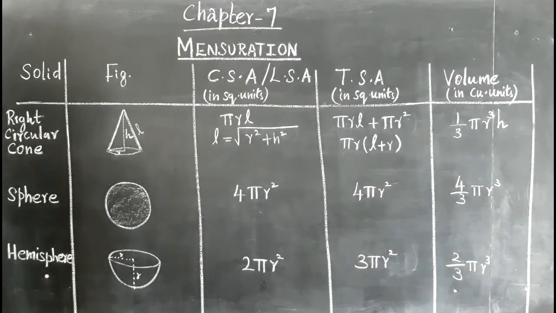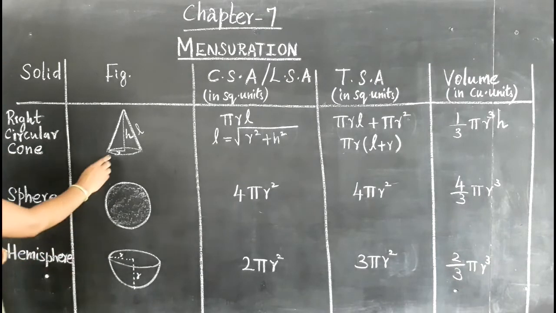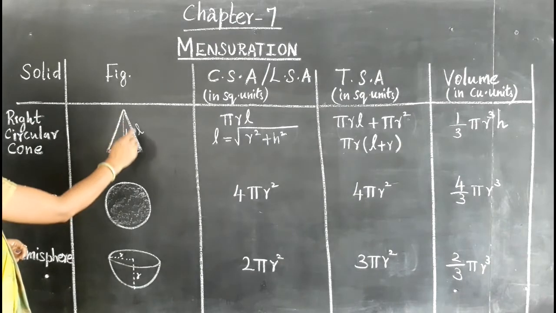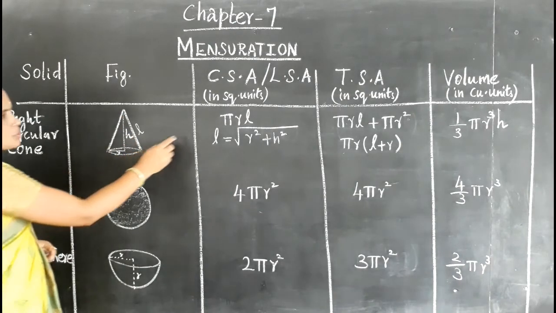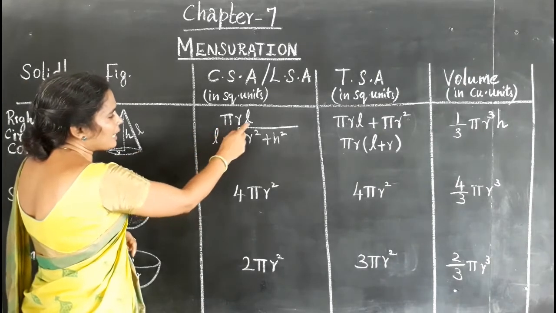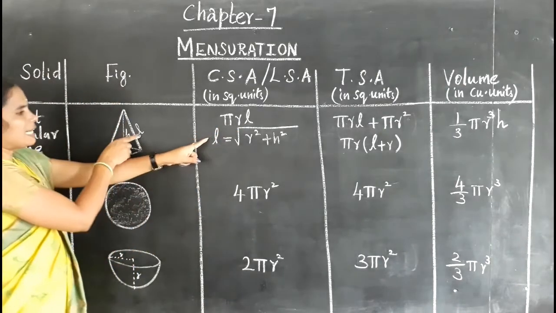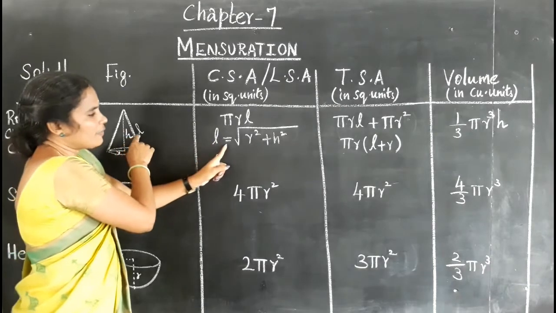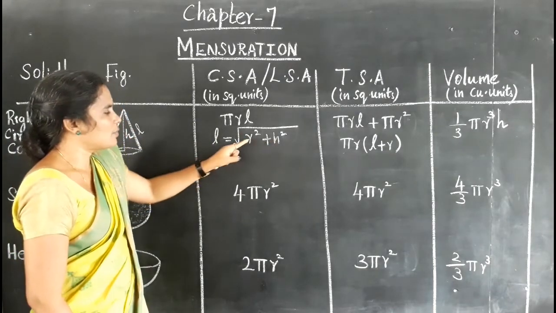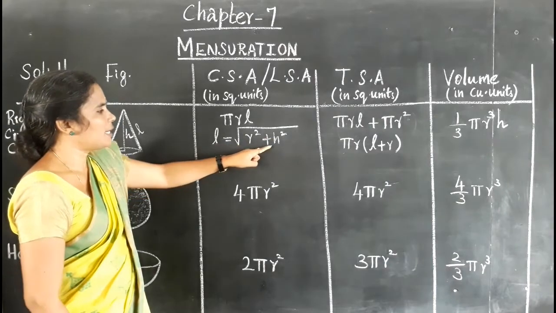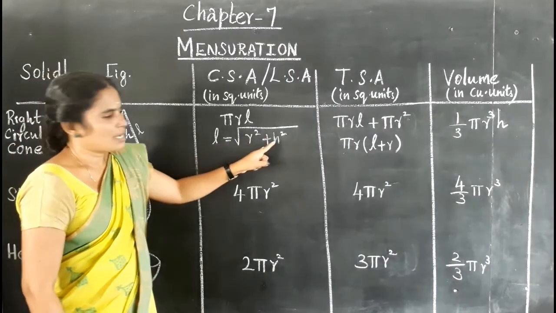Next solid figure is the right circular cone. Here we have radius r, height h and l. Here l is the slant height of the cone. So CSA of a cone is πrl. To find the slant height, l is equal to the square root of r² plus h². That is, you have to add the square of the radius and the square of the height.